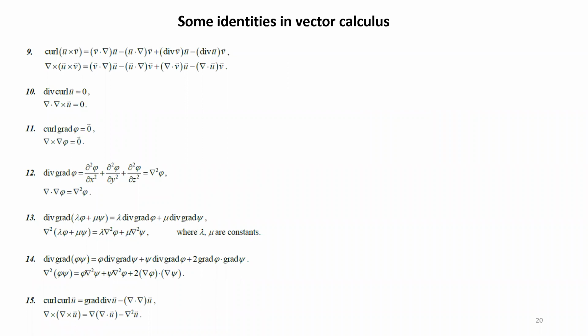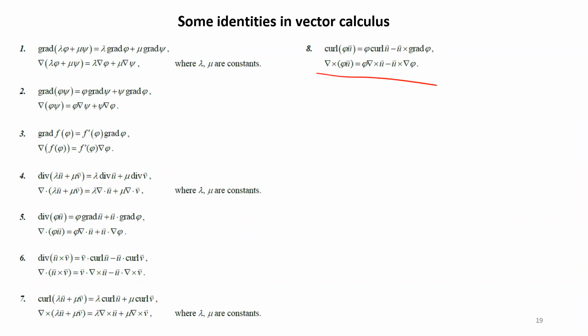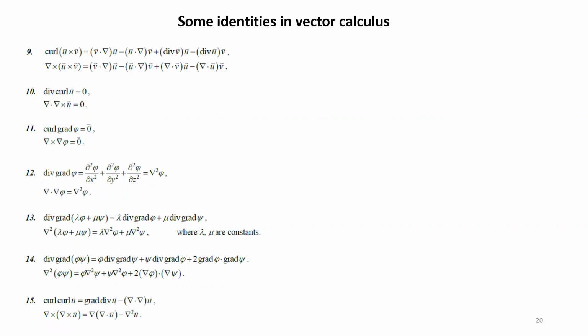More comes here. In this page, it only involves the first derivative in the identities. Here they involve the second derivative.